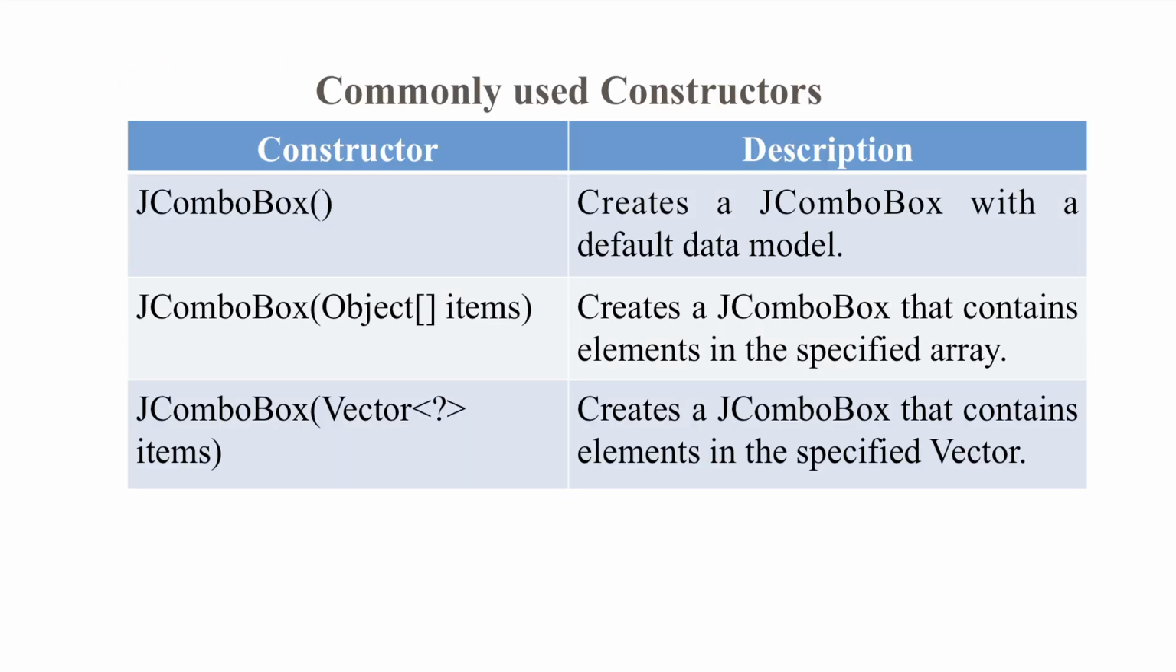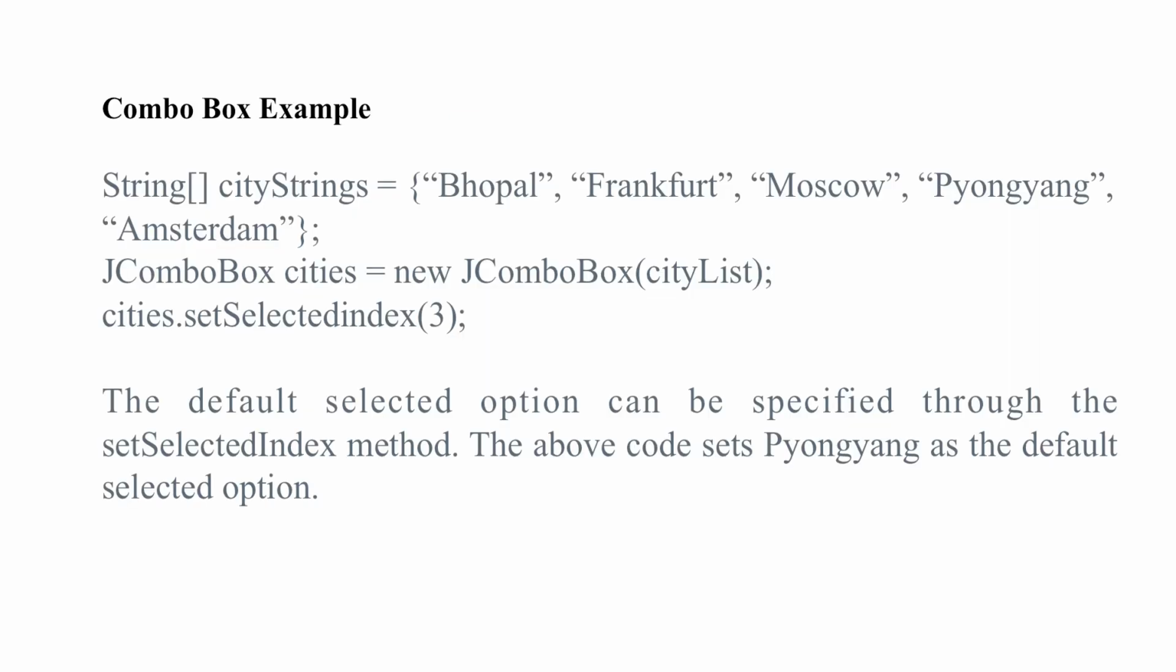Different constructors used with the JComboBox are JComboBox without any text, JComboBox(Object[] items), a list of items specified in an array. Then JComboBox(Vector v), this will display elements of the specified vector. Now for example, there is a String array, city, where we have different values stored: Bhopal, Frankfurt, Moscow, Peking and Amsterdam.